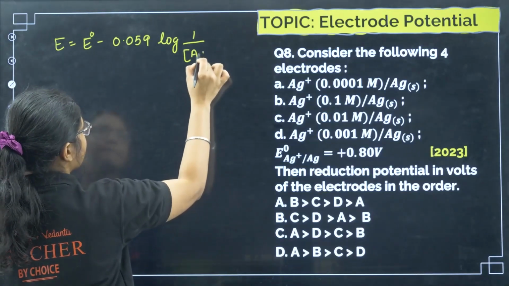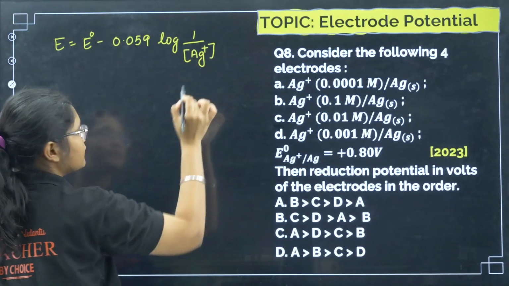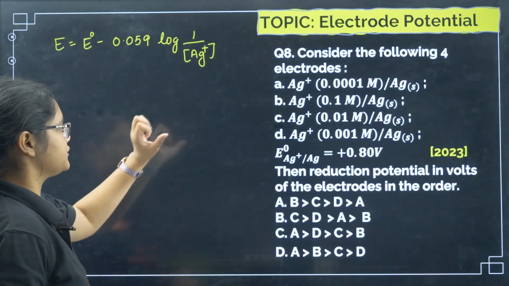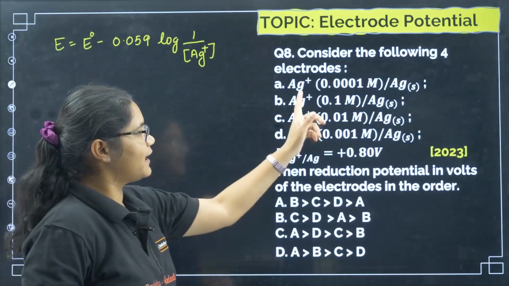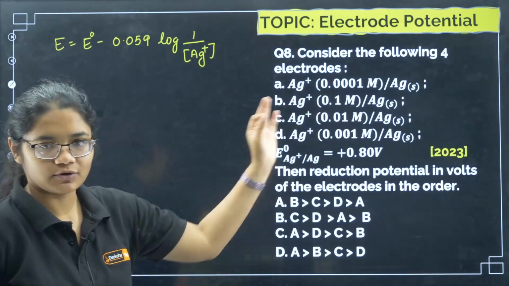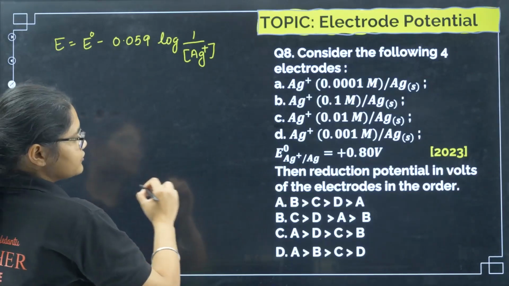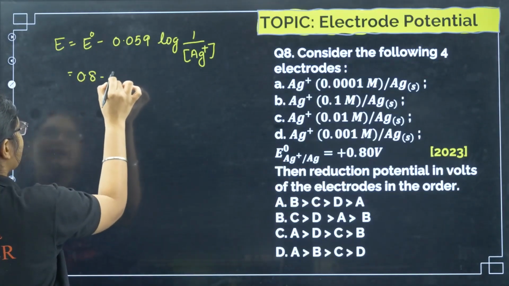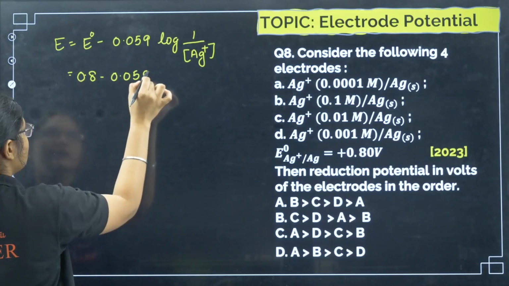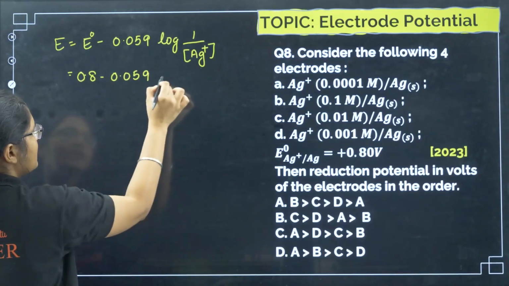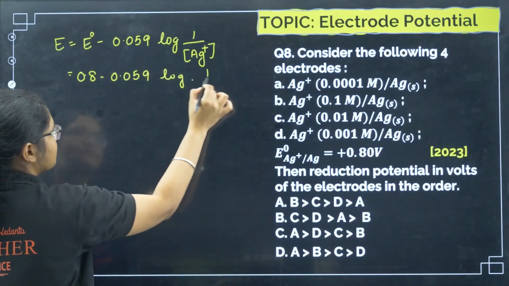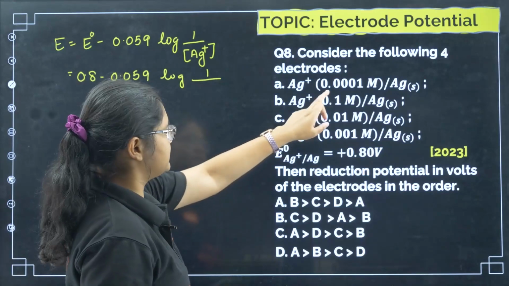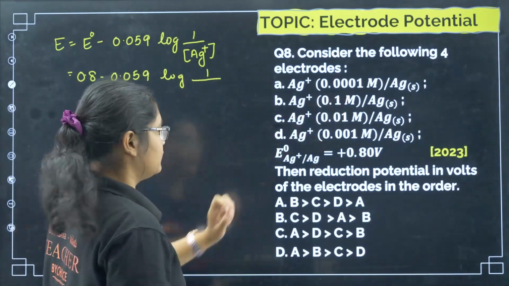Ag plus, right? So this is the concentration of Ag plus. Now for different values we have been given the Ag plus concentration. So now I can also be given the E naught value. So that is 0.8 minus 0.059, n is 1 here, so I have not taken it, log of, so you can see 1 by Ag plus concentration is 10 to the power of minus 4, right?